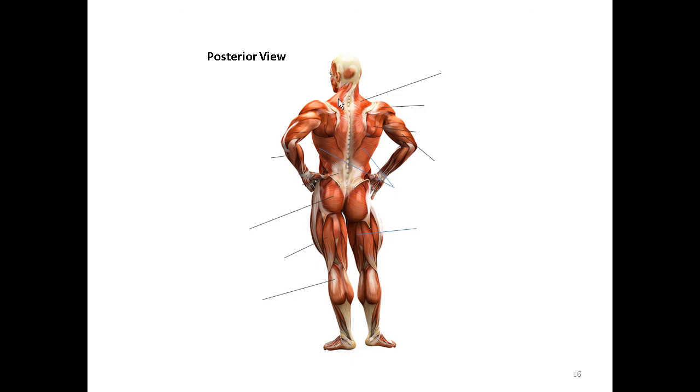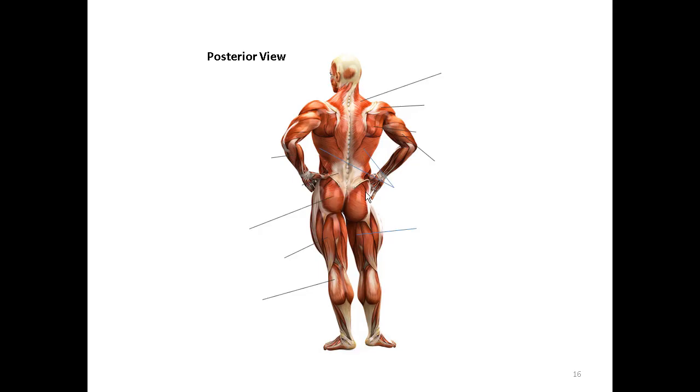You have the traps that we already did. This is the back side. You got the tris. You got the delts up here. The lats. That's a swimmer's muscle. Get it? Latitude. Latitude means wide. Lats. It's called the latissimus dorsi, which means it's wide on the back. Dorsi, like dorsal fin. You got the glutes.